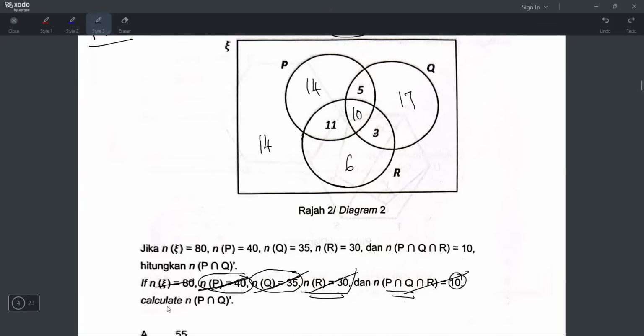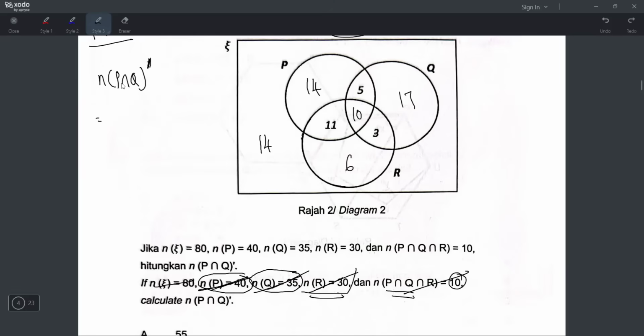Okay, now it's time to see what the question asks for. N for P intersect Q bracket complement. Okay, N means number of elements. Okay, bilangan unsur, bilangan element. So how to find P intersect Q bracket complement? It means you have to do P intersect Q dulu, and then take complement means don't want that. So I repeat one more time. Find out the kawasan for P intersect Q, and then don't want that. Okay, because this symbol means pelengkap, means you don't want that.